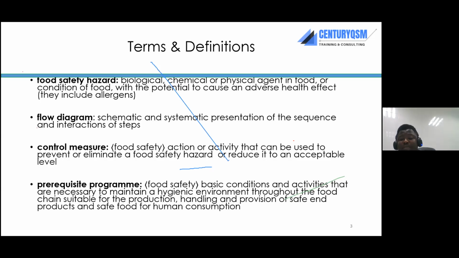So prerequisite programs are like the foundation for HACCP. HACCP rests on prerequisite programs. So I hope we understand the prerequisite program the way I've explained it. Very, very simple. These are the basic things you put in place before your HACCP program can run. So they are the basic hygienic conditions that must be met in your food company before you can say, yes, you want to start producing.